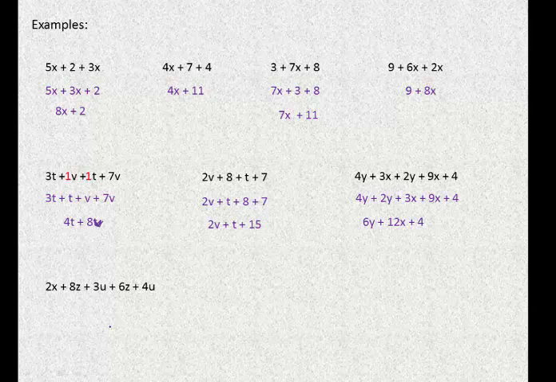2x plus 8z plus 3u plus 6z plus 4u. I put the z's and the u's together. 6 and 8 make 14, 3 and 4 make 7, so I get 2x plus 14z plus 7u. And finally, I have x's and y's that can go together. 5x and 2x give me 7x. 3y minus 8y gives me negative 5y, and I still have plus 8.